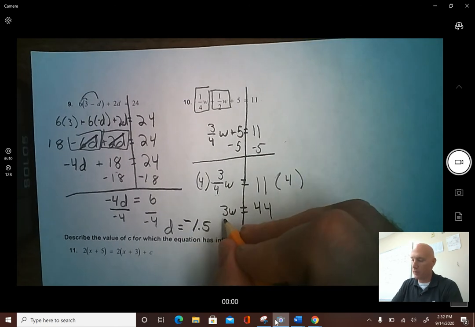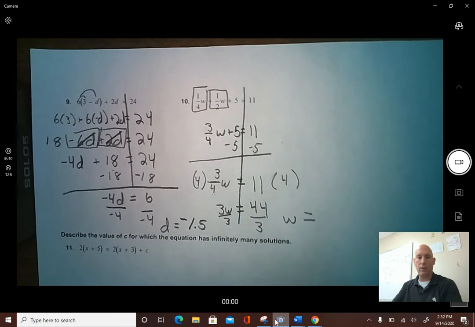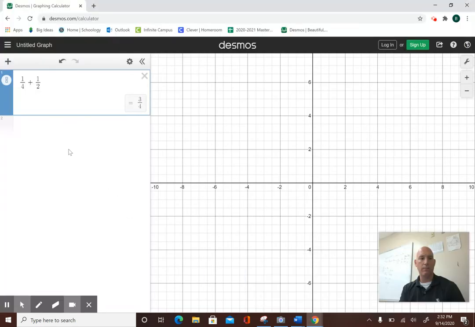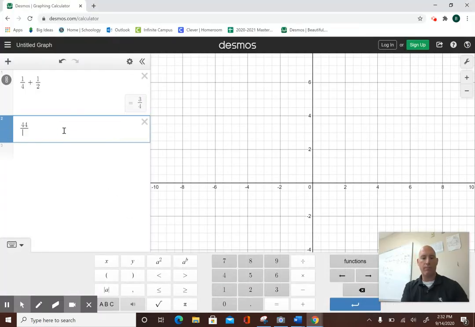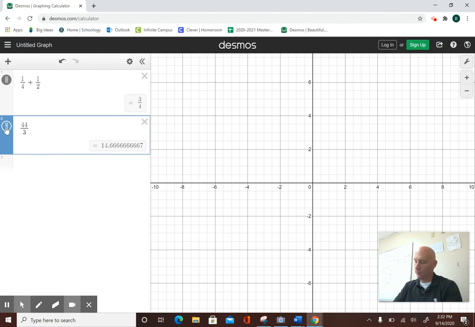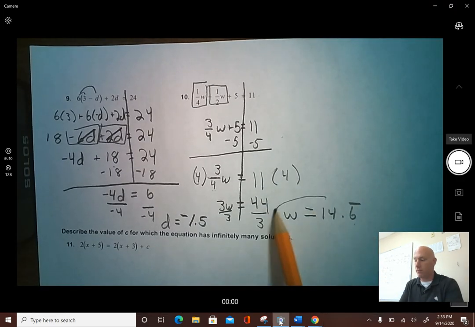Final step, divide each side by 3, and I'll be left with w equals 44 thirds, or 14.6 repeating, or 44 thirds. It's actually in lowest terms. So if you leave it as 44 thirds, that's fine. If you write this for full credit, you have to put that bar on the top. You have to tell me that it's repeating, because if not, you're just not right. Okay?